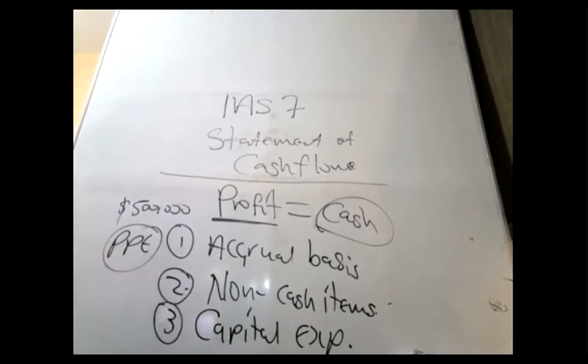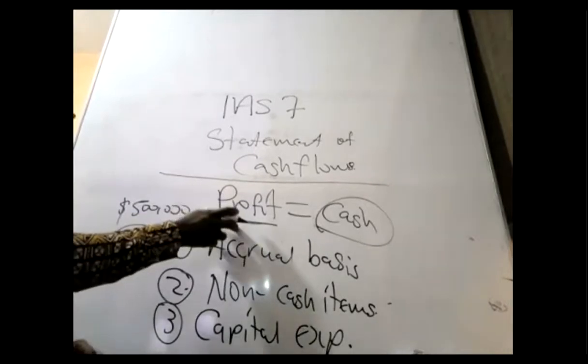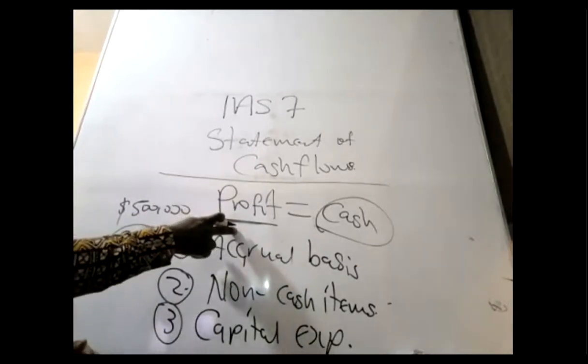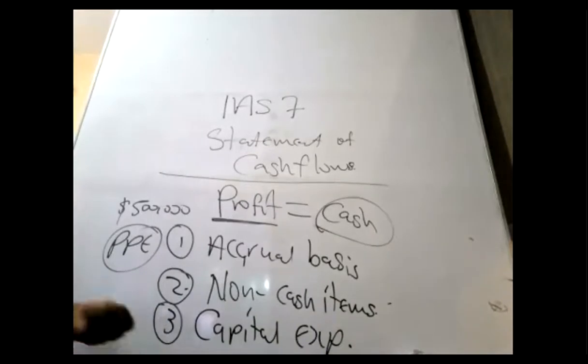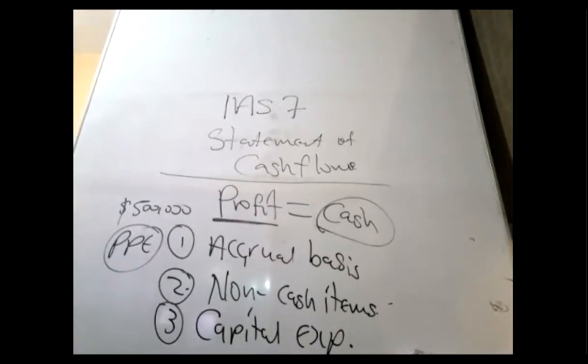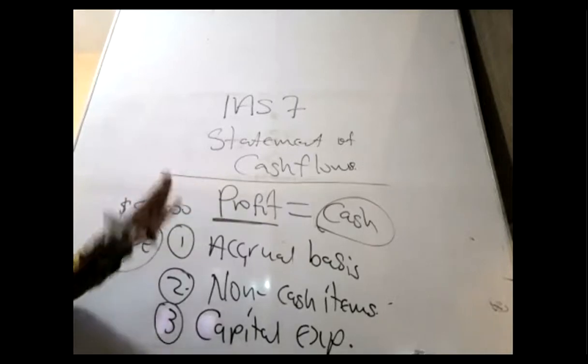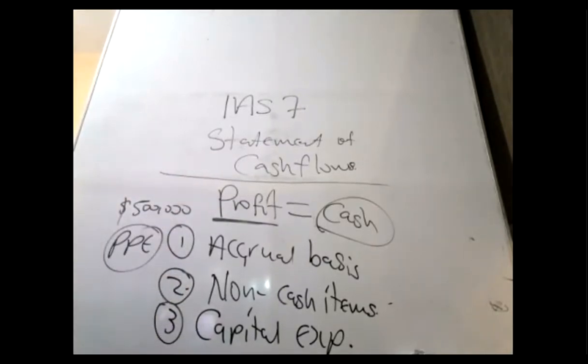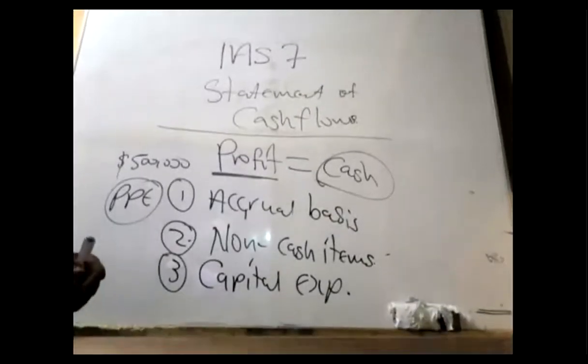Now, when you acquire PPE, profit will not be affected, but your cash will go down. Probably you pay by cash. So when you acquire PPE, profit is intact, but your cash flow goes down. Capital expenditure. Okay, add more.